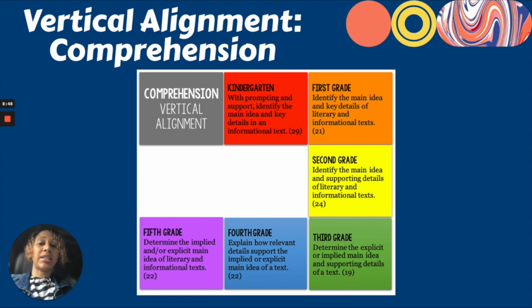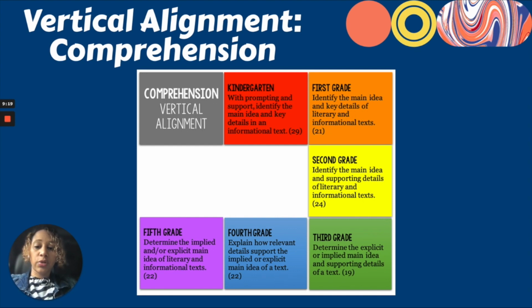The text may not necessarily have a very clear main idea. It's going to be a little bit more read between the lines, and the students are going to be expected to determine that. And then we move to fourth grade, explain how the relevant details support the implied or explicit main idea of a text. Now they're explaining. So as we progress, that shows that they really know what they have read, and they have really mastered that skill because they are able to explain it to the teacher or to their classmates.